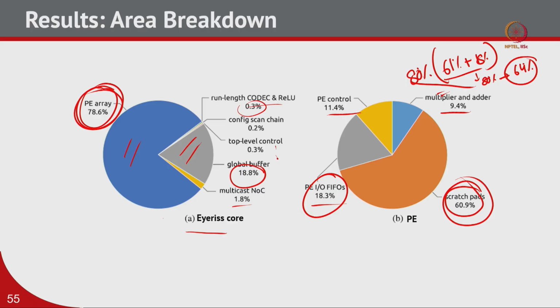buffers or the memory inside PE, and then we have anyway 20% for the global buffer. So, in total 84% of the Iris chip is taken by memory. It can be global buffer, it can be scratchpad, it can be FIFO. Only 10% of these 80%, which is like 8%, is taken by the compute, the multiplier and adder.